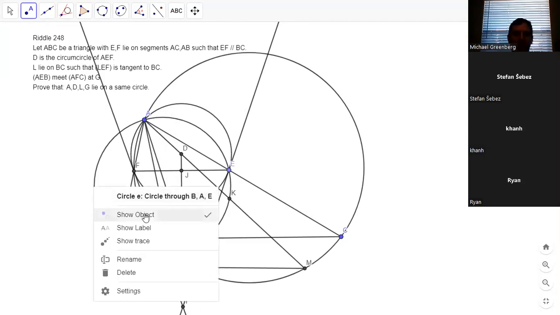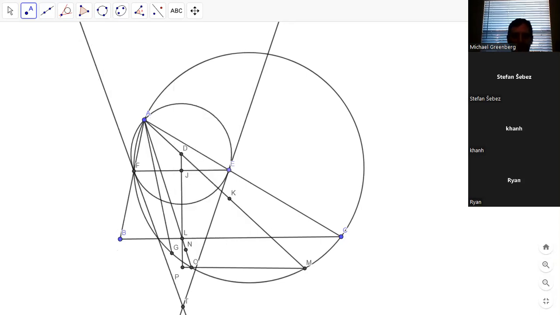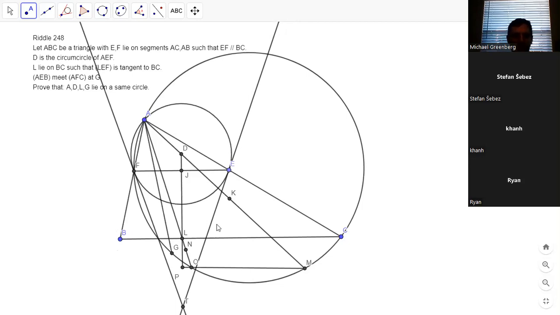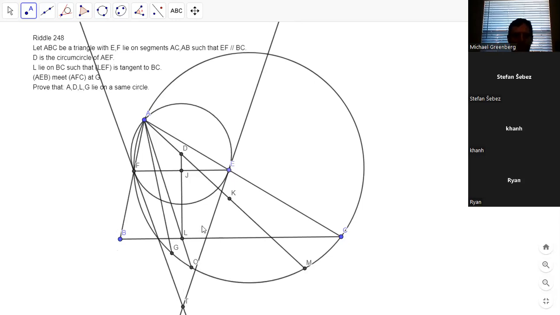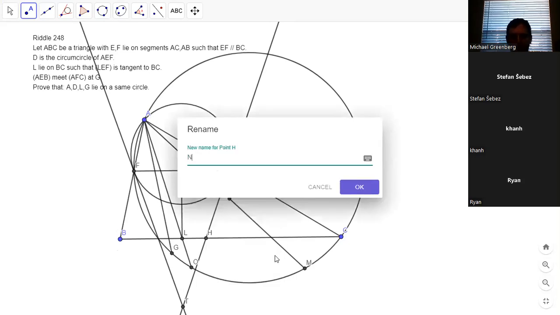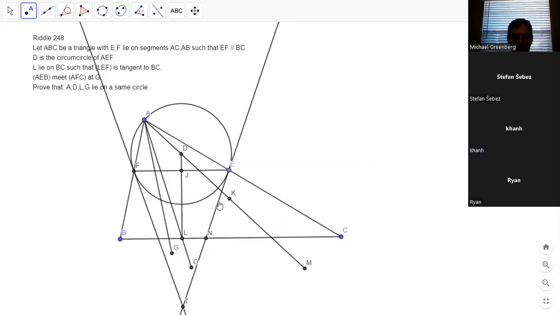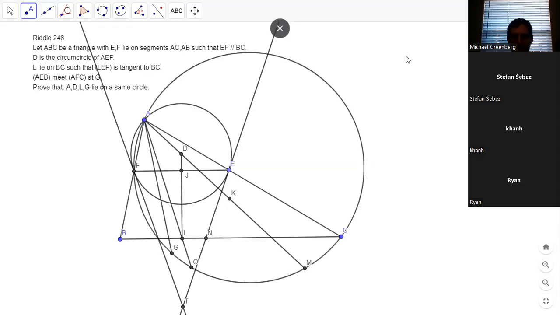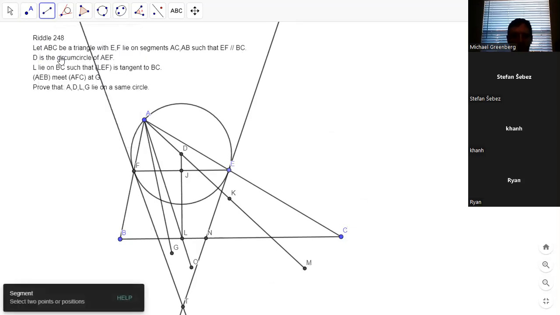Oh, you show both of those are cyclic. Okay, so let TE meet BC. Okay, I'm going to delete some of what I did, because I think Ryan has the solution here. So this meets it at N. Okay. And yeah, obviously BL and T are collinear.